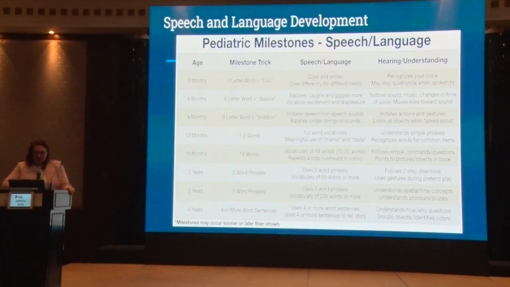At 2 years, he can say a sentence of 2 words or 2 phrases. And at 3 years, he can say a sentence of 3 words. And at 4 years, he can speak very well, like an adult.